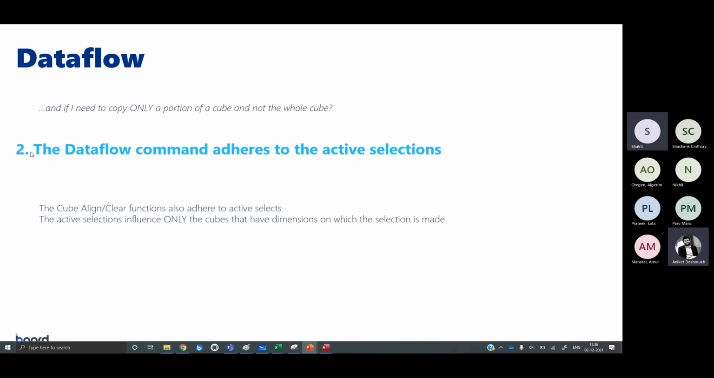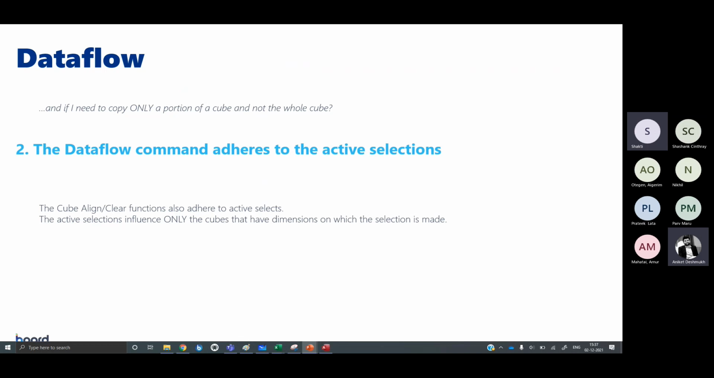So earlier we copied the whole data from one cube to another cube. What if we need to copy only one line or one slice or only one cell from one cube to another cube? So what does that mean? The data flow command always adheres to the active selection. The active selection means whatever the selections are done before that step.